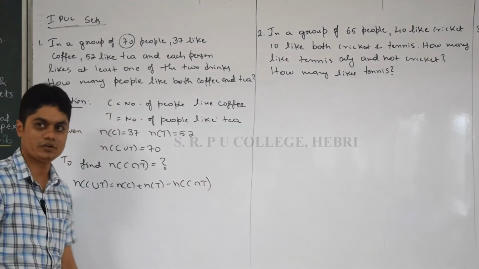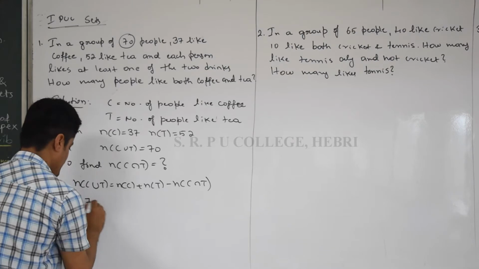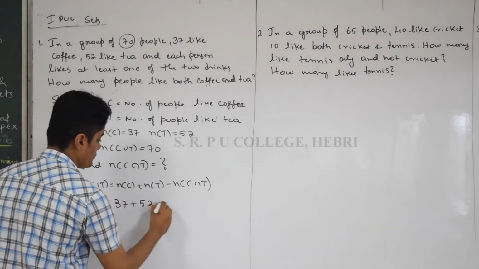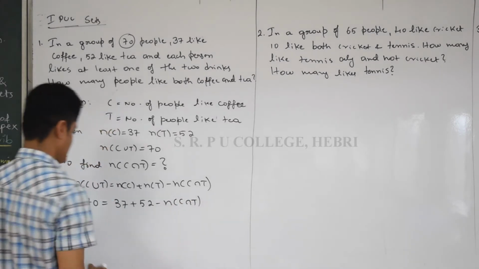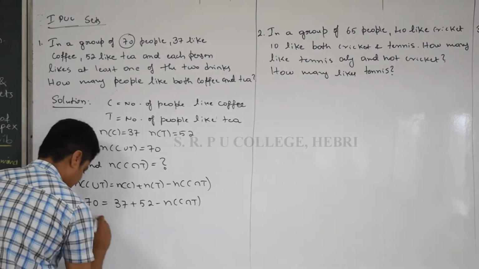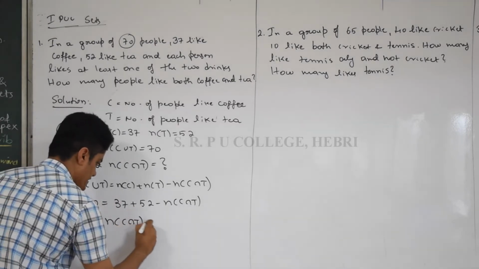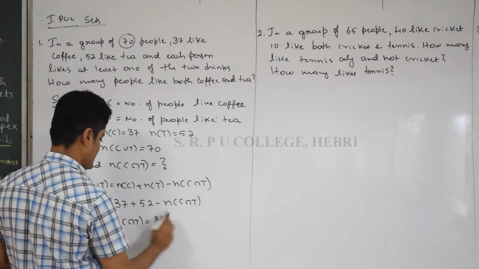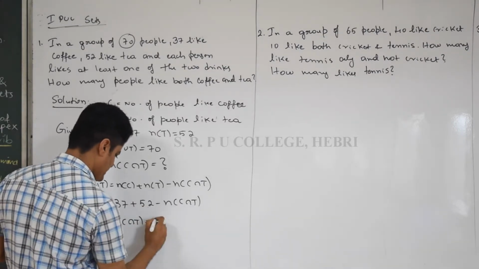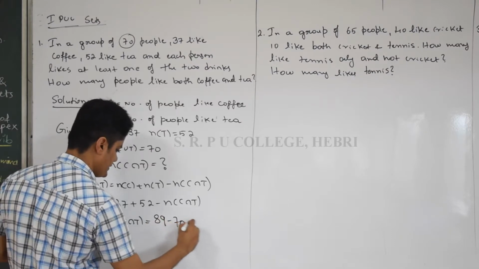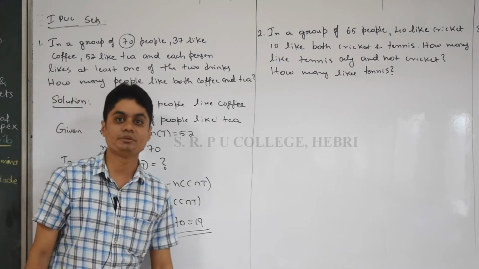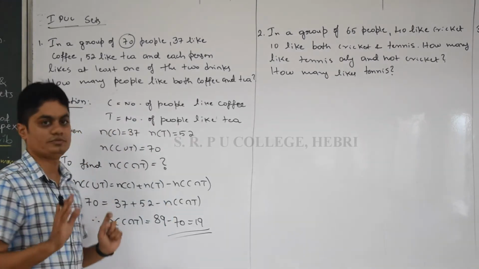So C union T is 70. This is also known, 35 and 52, and this is required. Therefore, n of C intersection T is equal to 35 plus 52, that is 87. Sorry, 89 minus 70, that is 19. So 19 people like both coffee and tea for this particular problem.